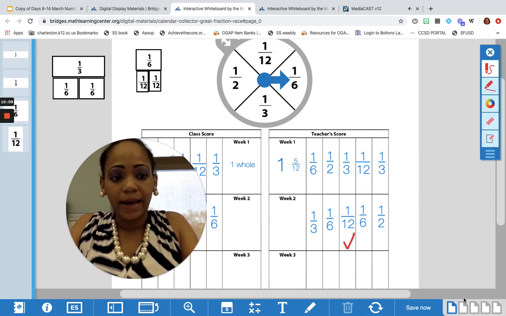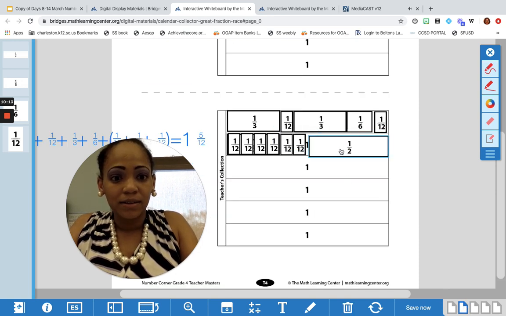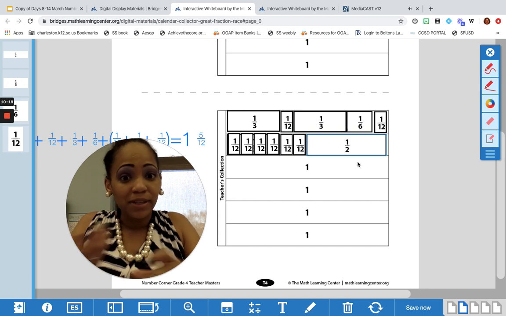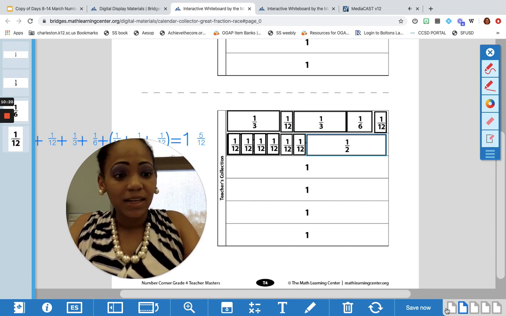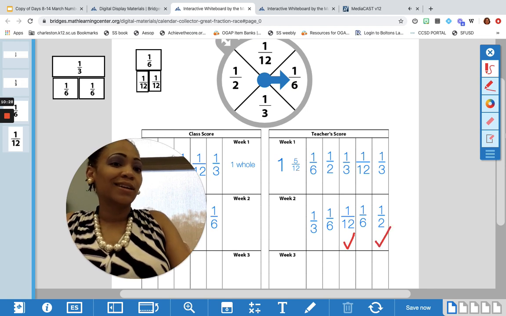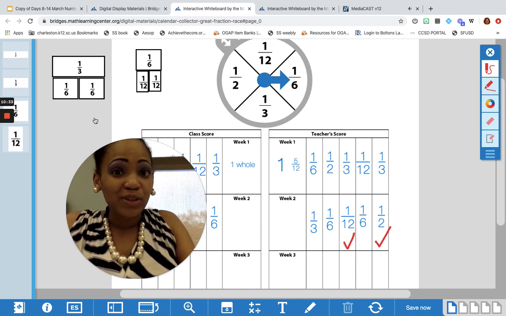Now I'm going to add my half. And do you see why? I'm adding my half because it completes a whole, right? So I can go back here and I can check my whole or check my half. Now I need to add 2/6 and 1/3. And what did we just say about the relationship with 6ths and 1/3?